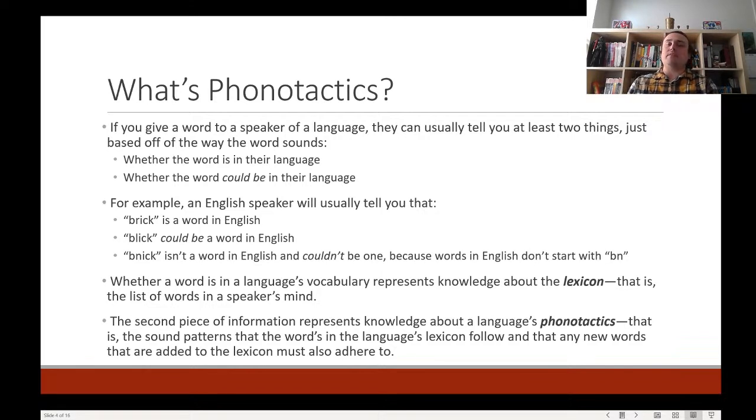So whether a word is in a language's vocabulary represents knowledge about the lexicon. So lexical knowledge is just knowledge about the list of words in a speaker's mind, right? You could think of the lexicon as sort of your brain's dictionary. The second piece of information, that information about whether a word can be in a language, is knowledge about the language's phonotactics. And phonotactics are the sound patterns that the words in a language's lexicon follow. So the rules and restrictions that say, this is what a word in this language sounds like. Any new words that are added to the lexicon have to also follow those phonotactic rules.